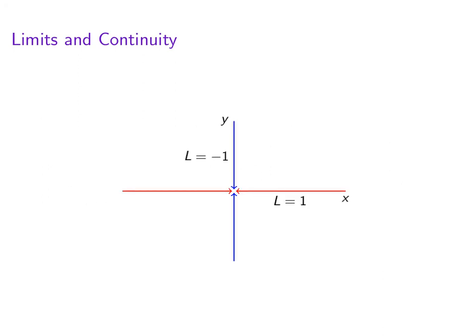Here we see the two different paths. In the red, approaching along the x-axis and getting a limit of 1, and in the blue, approaching along the y-axis and getting a limit of negative 1. Two different paths yielding different limits tells us that the limit does not exist.